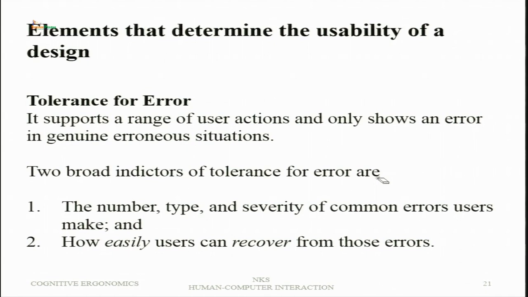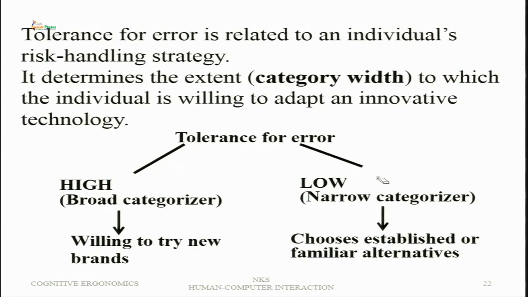Two broad indicators of tolerance for error are the number, type, and severity of common errors users make, and how easily users can recover from those errors. So what are the errors, and how is it possible to recover from those errors? So tolerance for errors determines the extent to which the individual is willing to adopt or adapt an innovative technology. And this is also called category width.